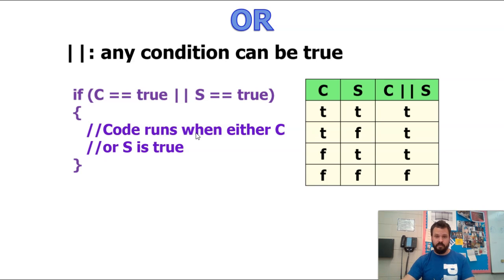So again, to our truth table, if they're both true, C or S will be true. If just C is true, C or S will be true. If just S is true, C or S will be true. The only way to get this condition false is if both our conditions involved are false.